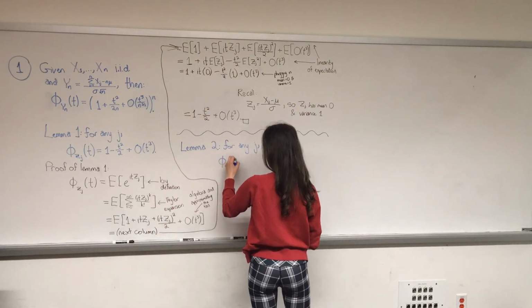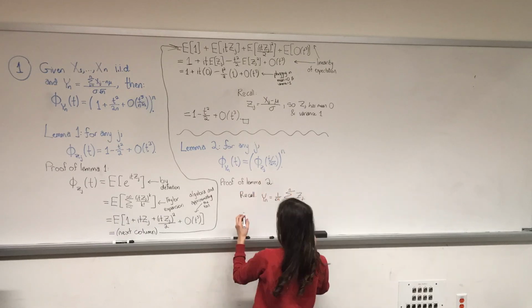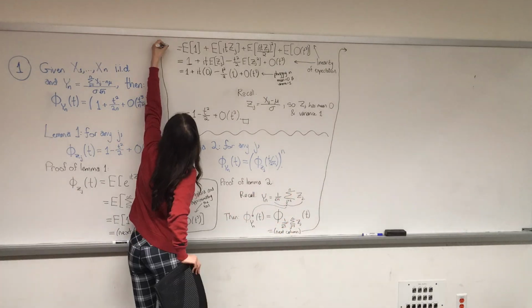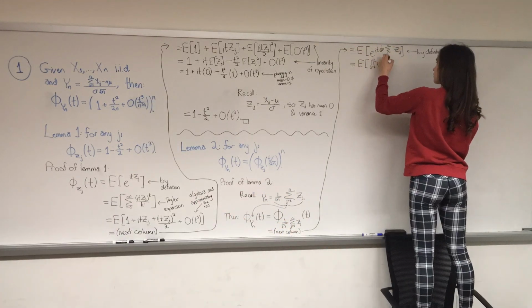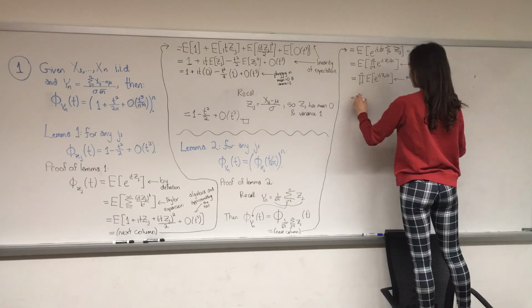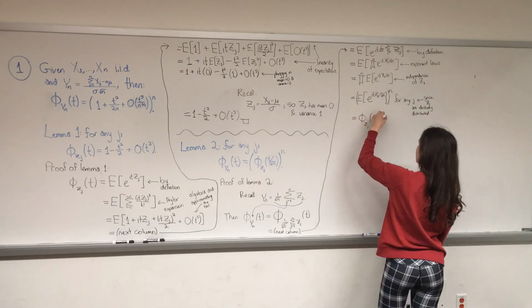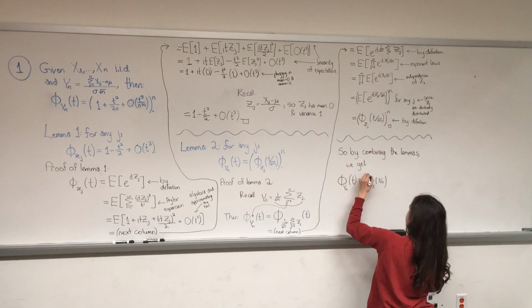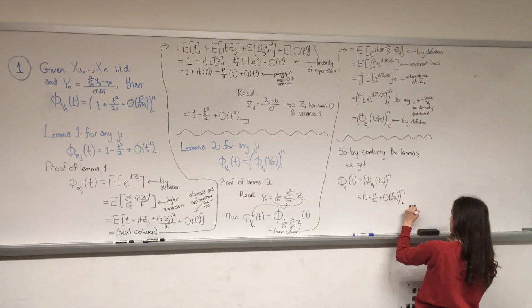The next lemma we solve for the characteristic function of y_n, which is what we want eventually, in terms of the characteristic function of z_n, which we found in lemma 1. This is where it becomes important that the x_j's are IID, so then the z_j's are also IID. Then we just combine the lemmas and we're done.